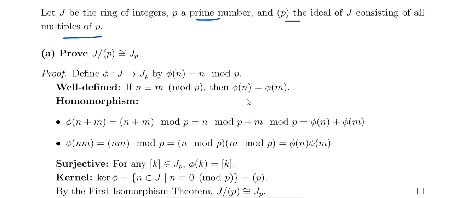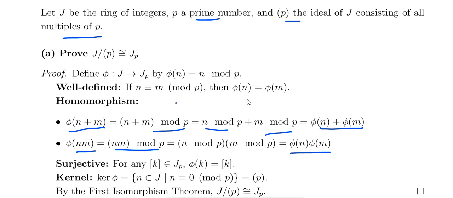Because the ring contains two operations, plus and dot, whereas in group theory there is only one operation. So pi of n plus m equals pi of n plus pi of m, that is by the definition, n plus m mod p, so n mod p plus m mod p, that is pi of n plus pi of m. And pi of nm equals nm mod p, so n mod p times m mod p, that is pi of n into pi of m.